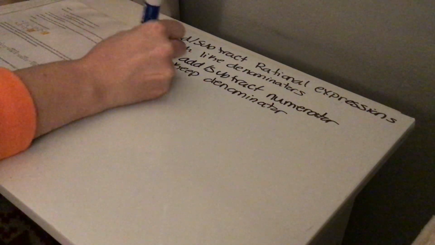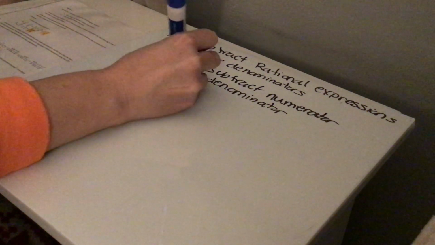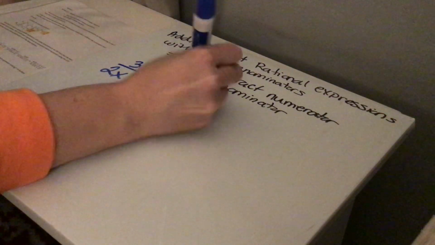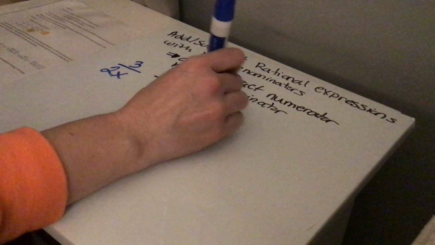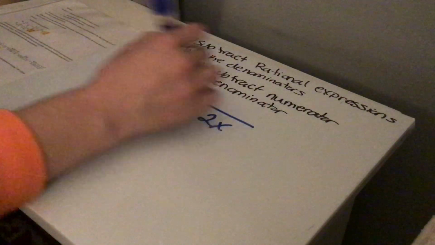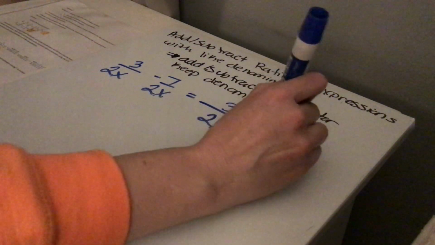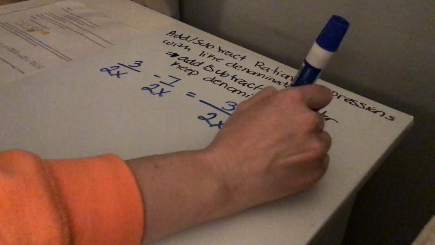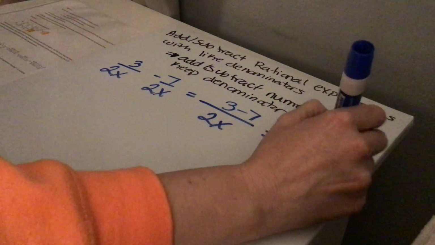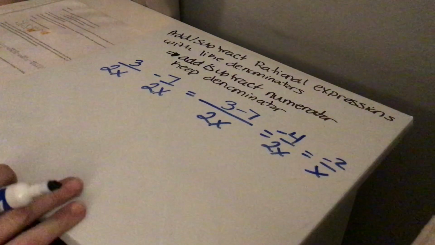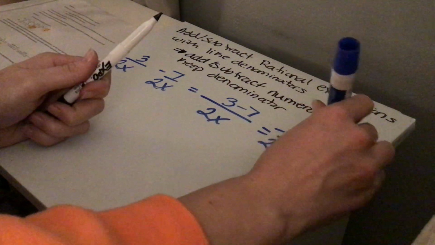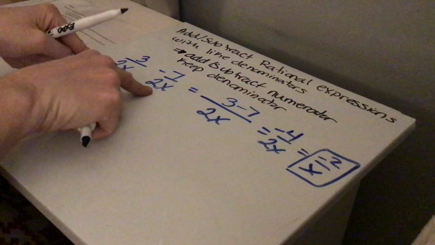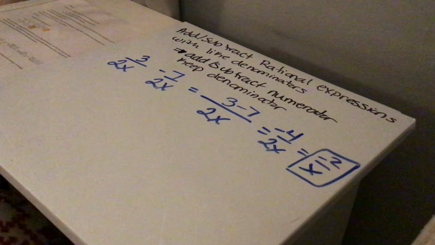So we have 3 over 2x minus 7 over 2x. Okay, well, they're both over 2x, so keep your denominator and just subtract your numerators. So negative 4 over 2x, and then simplify if possible. We'll divide both by 2. And we get negative 2 over x. Okay, same denominator, add or subtract their numerators.